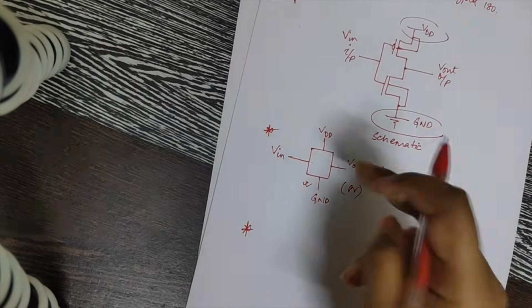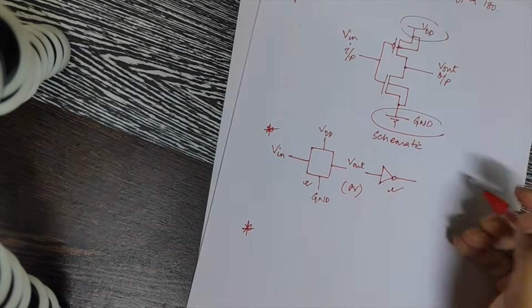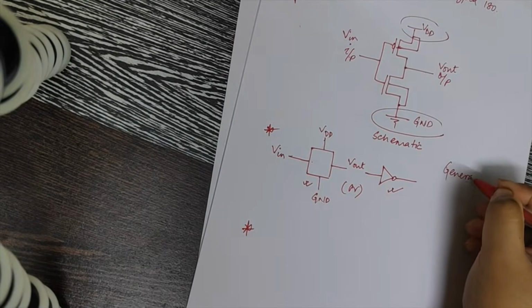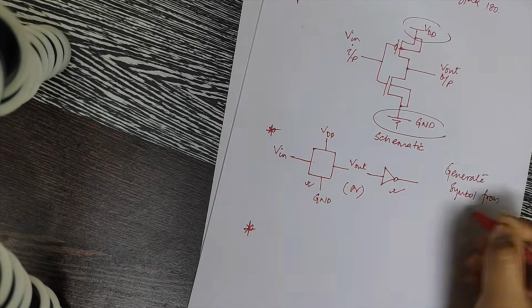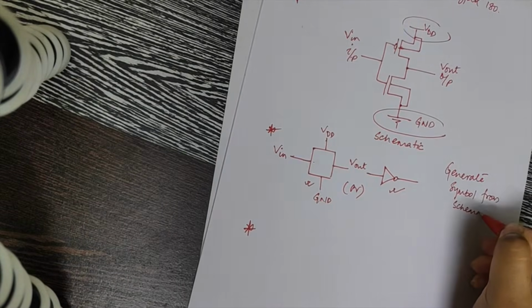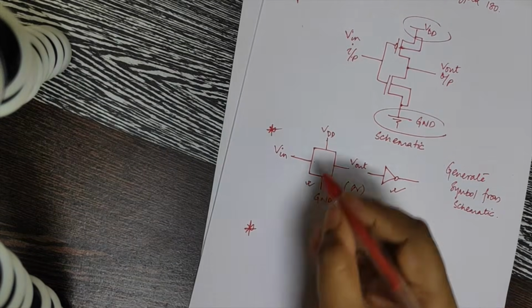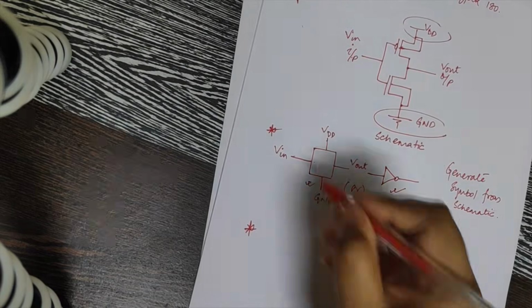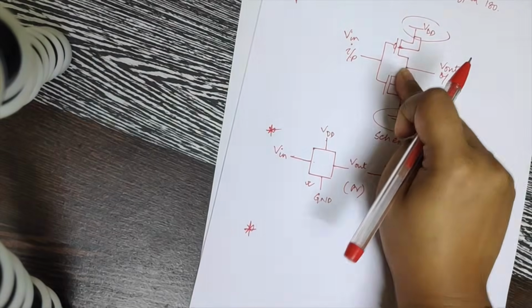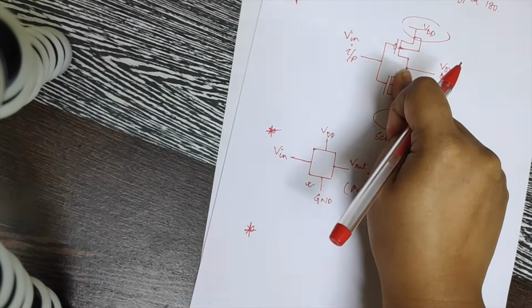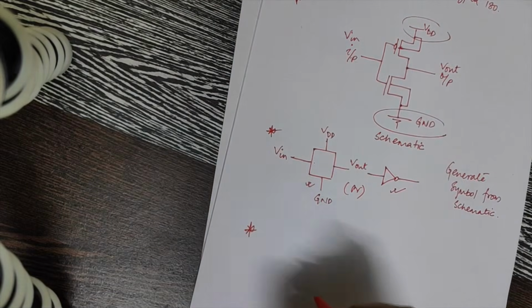Next step. Once I have generated the symbol from the schematic, remember this: generate symbol from schematic. Since I have generated it from the schematic, internally both of them are connected. This is because we are using Cadence. So the third step was what?